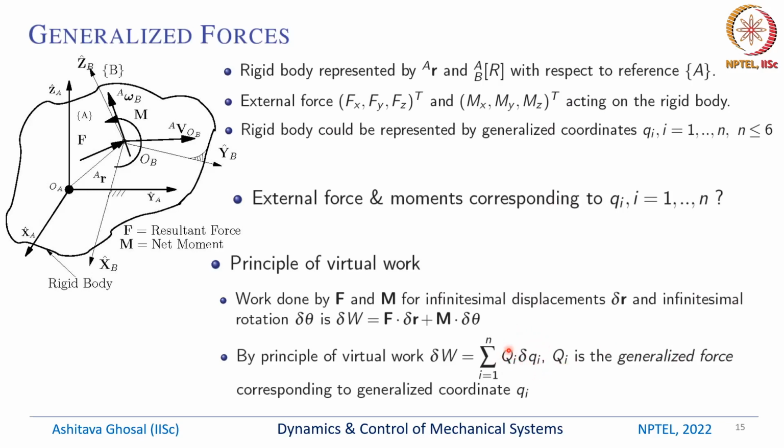So what is the work done by these forces? Generalized forces, it is Qi delta qi, and again summed over i equals 1 through n. Okay, so this is the work done due to F and M, and this is the work done due to the generalized forces displacing by generalized coordinates delta qi. So both of these two must be equal. That is the whole idea of principle of virtual work.